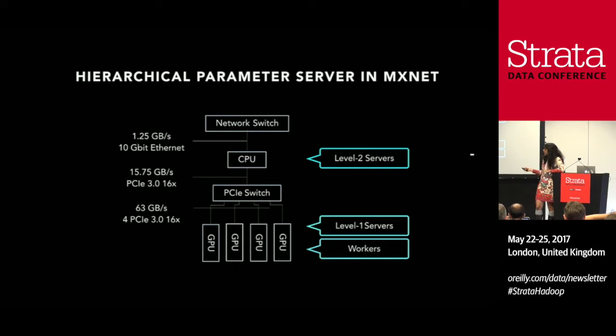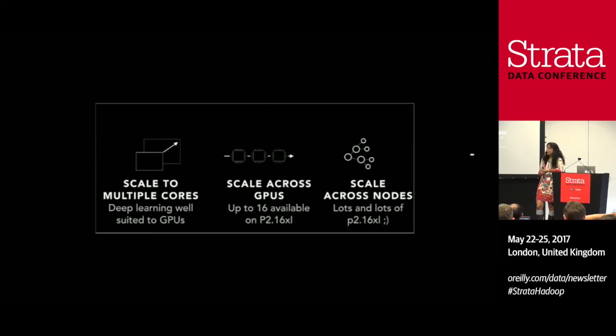And indeed, when you communicate to the CPU, the communication is only this aggregated information and not all the updates from each of the GPUs. And so that's what this hierarchical parameter server lets you do. It lets you aggregate locally at the GPU level and then send only the aggregated information back up to the CPU. And so when we talk about scaling, you can think of it at various different levels.